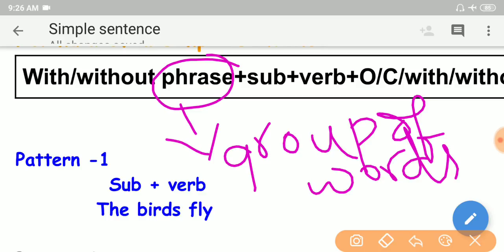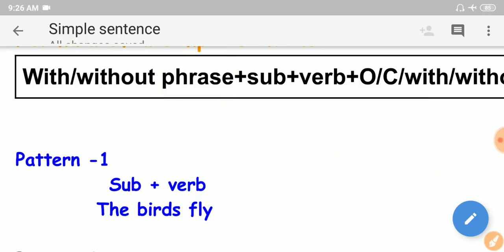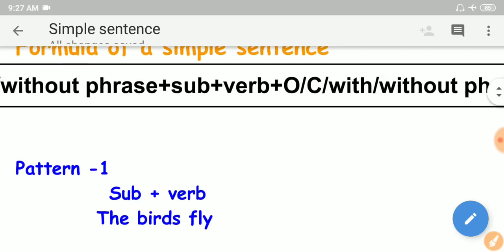There might be adverbial phrase, noun phrase, or adjective phrase. So a number of phrases, adverbial time, adverbial place, etc. phrases are there. So in a simple sentence there might be one phrase or no phrase before the subject. So some sentences can contain a phrase, some sentences can contain no phrase. At the same time, subject.